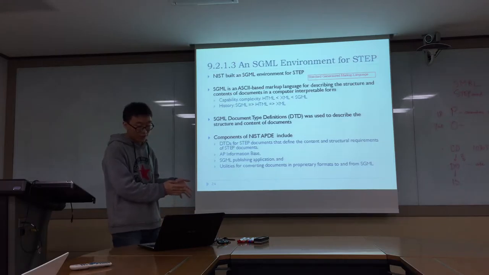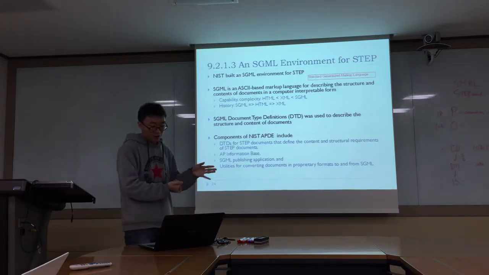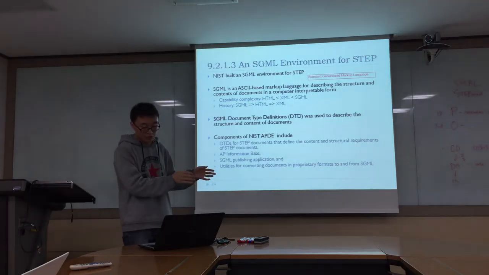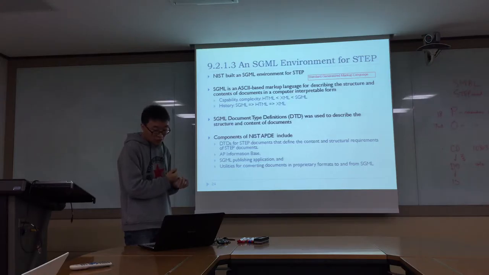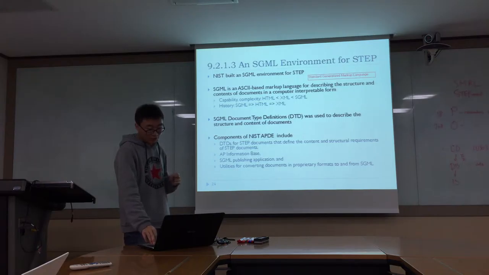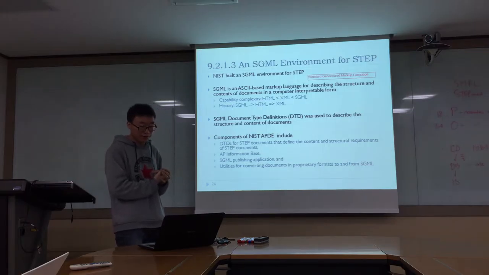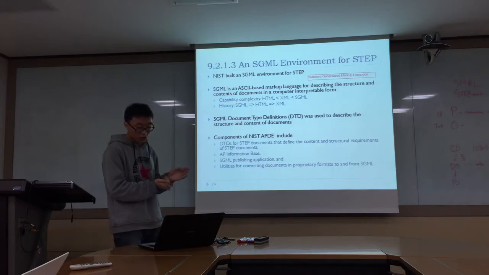Just like the professor mentioned before, in terms of capability and complexity, HTML is less than XML, which is also less than SGML. And for the history of SGML, it can be equal to or even greater than HTML, which is also greater than or equal to XML. Besides, for SGML, the document type definitions were used to describe the structures and even the contents of documents.